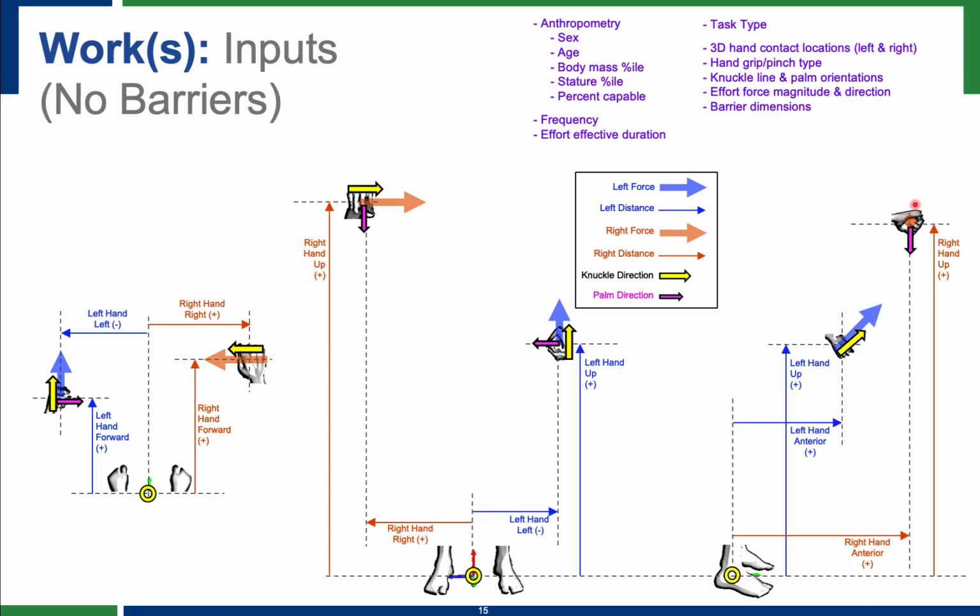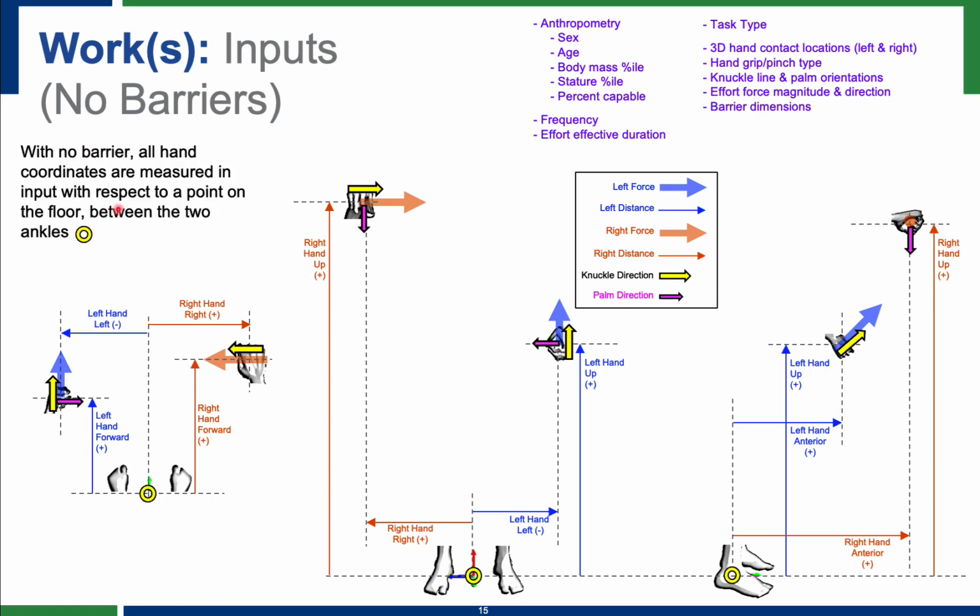We do need to know where the hands are in space. We need to know what kind of grip they have and what the orientation of those hands would be and where the contact point is. So all of these measures are what people typically learn to do in ergonomics, but you don't have to guess at a posture. So this is when there are no barriers. And so when there are no barriers in the way, we will assume that you're going to indicate where the hands are relative to the midpoint of the ankles.